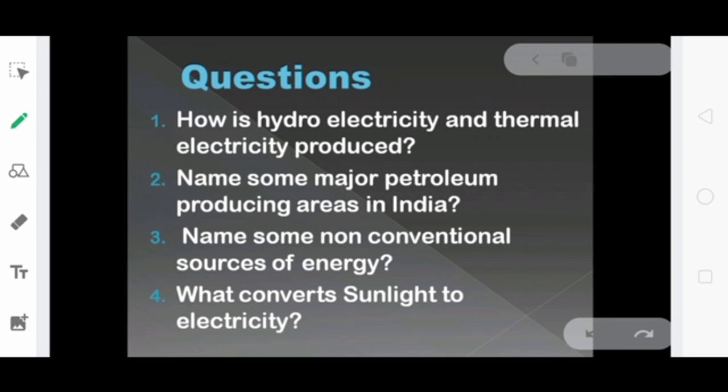Now we'll discuss the questions. Please write down the answers by referring to the video in your notebook. First question is, how is hydroelectricity and thermal electricity produced? Second question is, name some major petroleum producing areas in India. Third question, name some non-conventional sources of energy. Fourth and the last question is, what converts sunlight to electricity? So please note down the answers in your notebook.